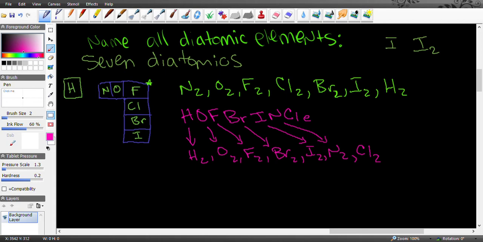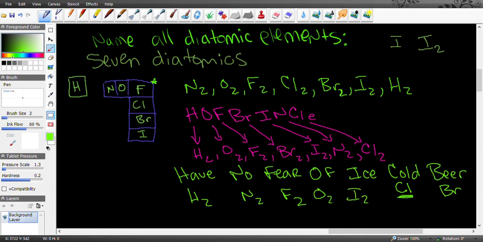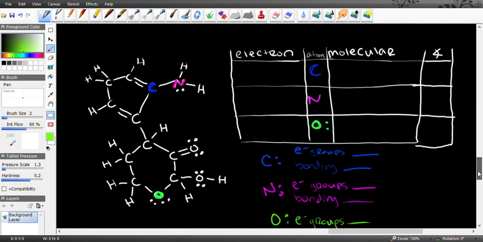The other one that I actually do like, but I'm so stuck on this 7 thing, is have no fear of ice cold beer. This is where you get the Cl from, and this is where you get the Br from. So again, H2, N2, F2, O2, I2, Cl2, Br2. 1, 2, 3, 4, 5, 6, 7. This is easy to remember, but you have to remember for the cold and beer, you take the C and L and then the Br. So that's just something to keep in mind. I spent way too long on that.